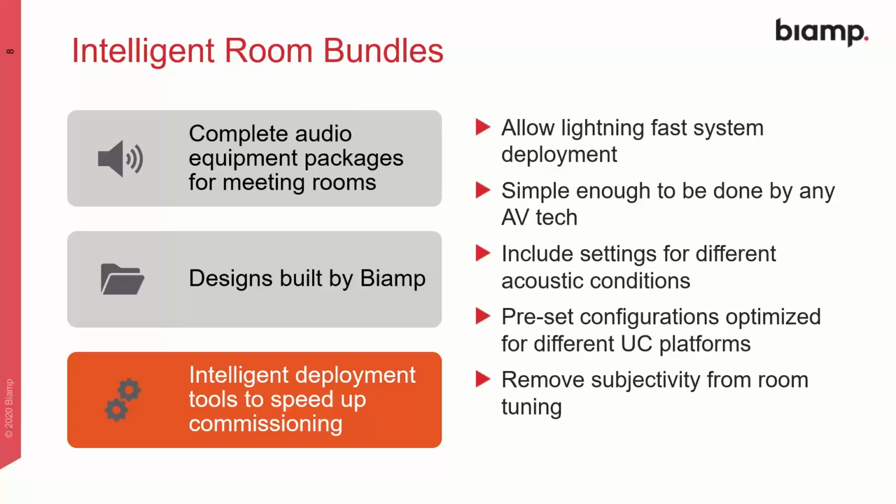So one of the things it includes is a bunch of different presets for different acoustic conditions. So if you know the space you're deploying the bundle into is of good acoustic or excellent acoustic or a bad acoustic, you can choose that inside the deployment tool. I've got some screenshots in a minute, and I'll talk more about that. And then also in the tool are these preset configurations for the different UC platforms.